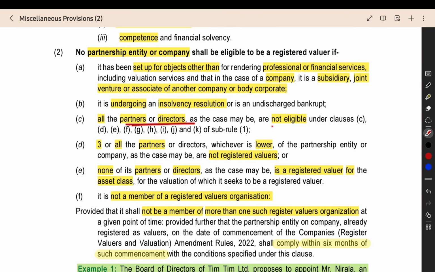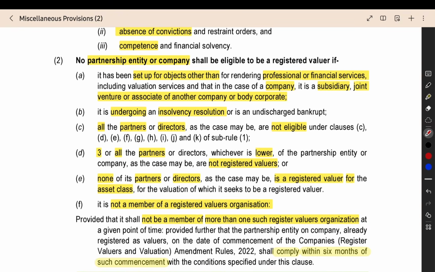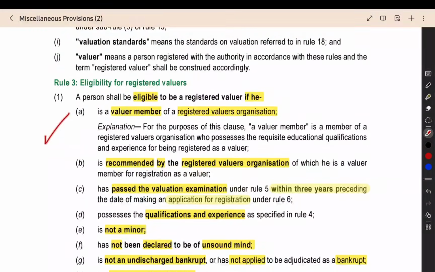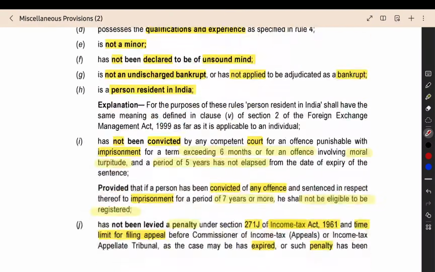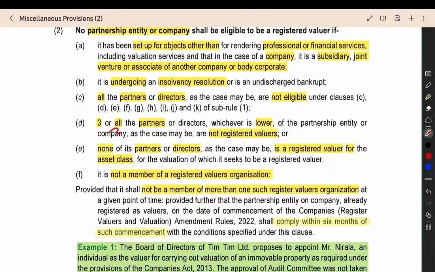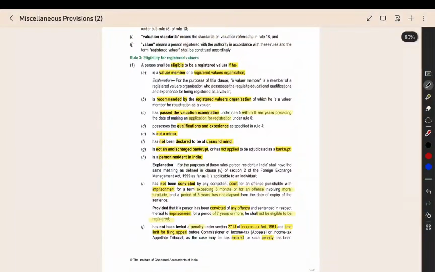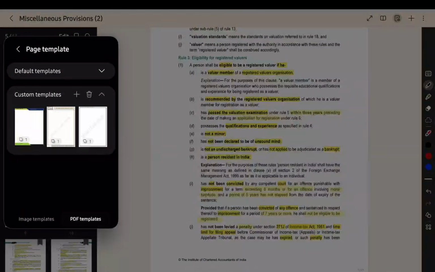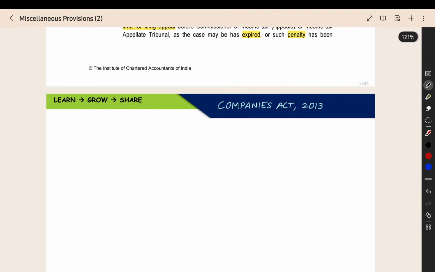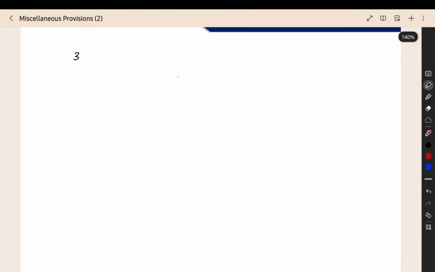Then, all the partners or directors should not be ineligible. Not even one person is ineligible as per Rule 3. Then also, you are not allowed if 3 or all the partners or directors, whichever is lower, are not registered valuers. So what they are saying is that we can take two cases.